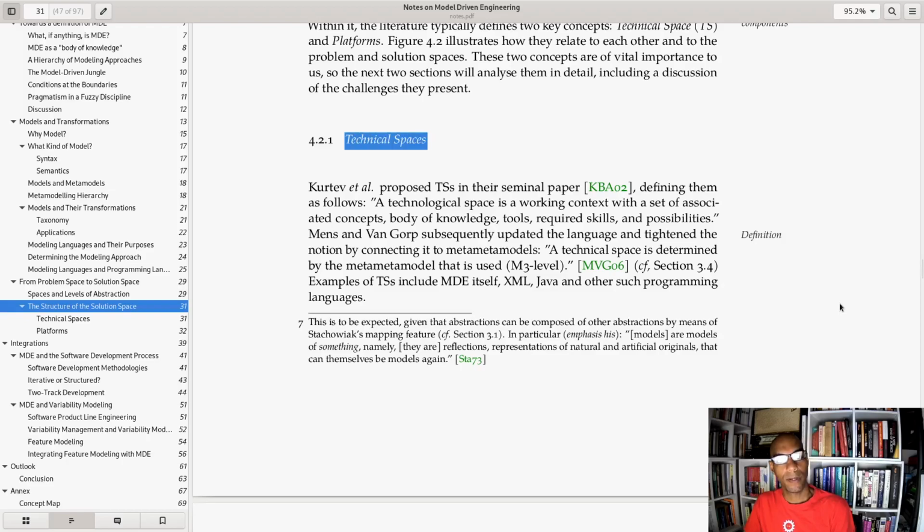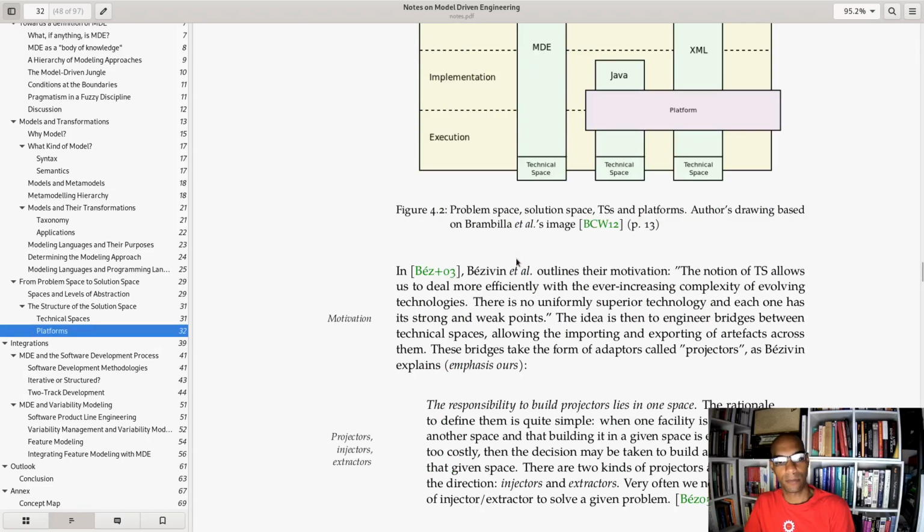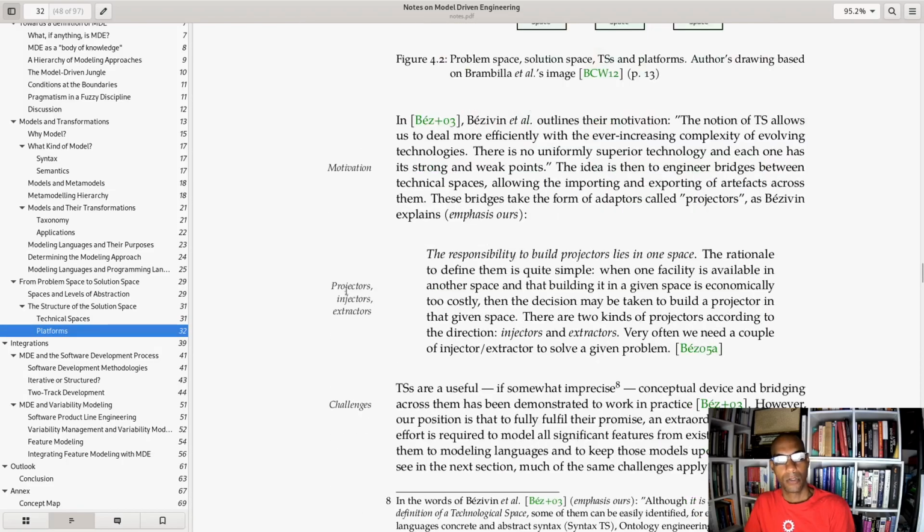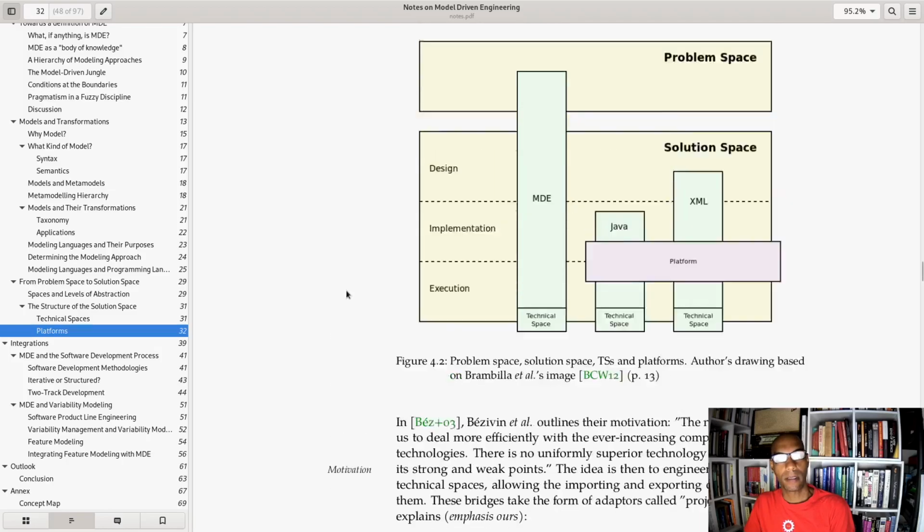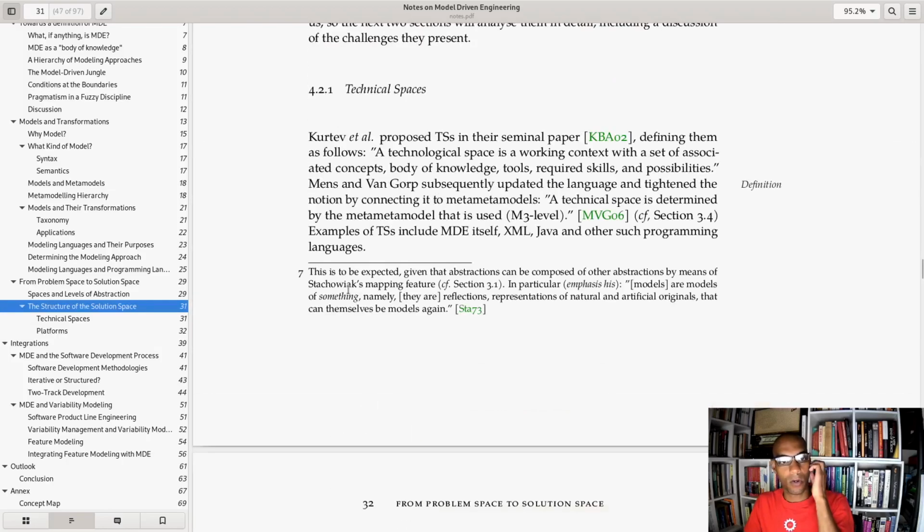So two very important concepts are technical spaces and platforms. So a technical space is a set of, well, let's actually read the Kurtev definition, because I think it's a good one. A technological space is a working context with a set of associated concepts, body of knowledge, tools, required skills, and possibilities. And then Menz and Van Gorp subsequently added that a technical space is determined by the meta model that is used at the M3 level.